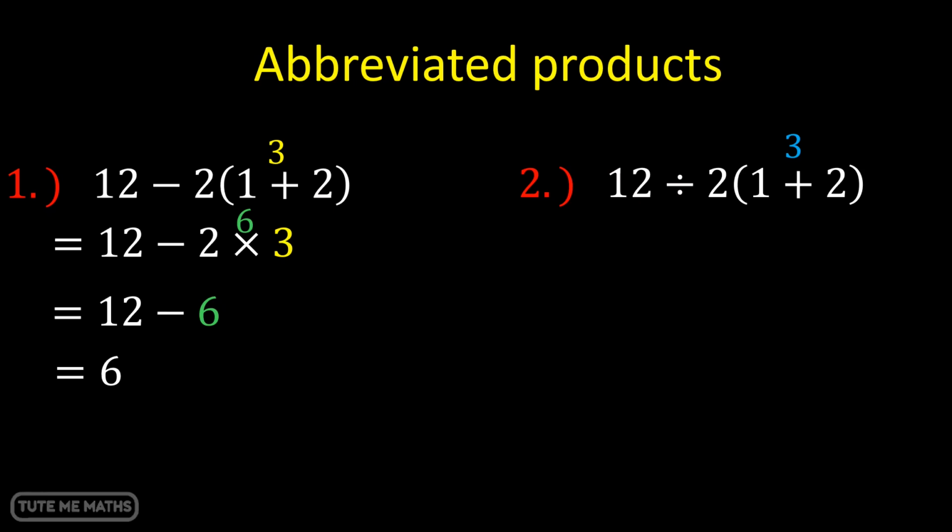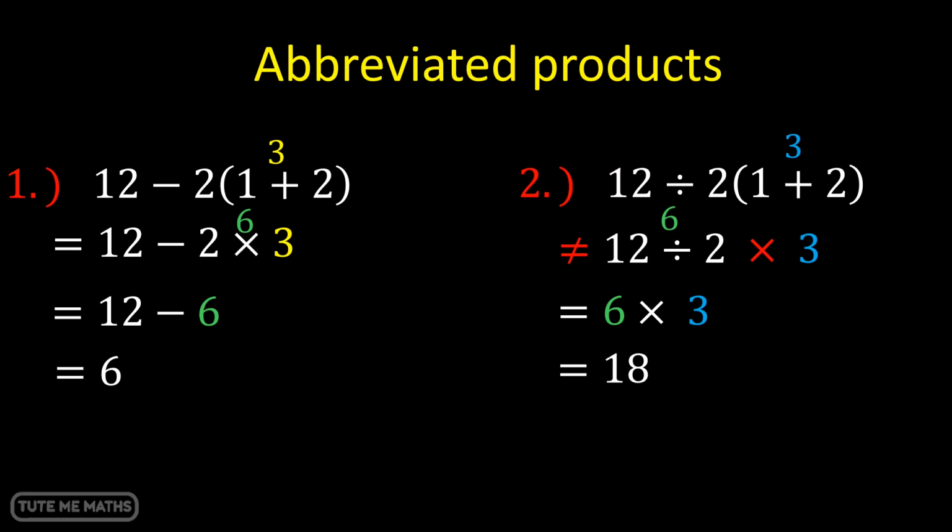However, in the second case, merely writing in the invisible multiplication sign, we get 12 divided by 2 times 3. And following BODMAS, we need to do the division first. This time we get 6 times 3, giving us 18, which is correct for what we have written, but incorrect for the original intended calculation.